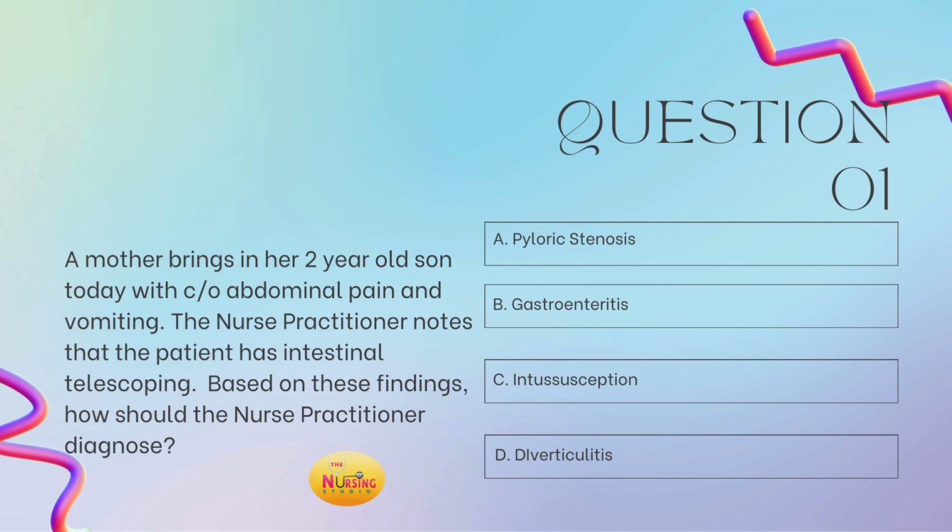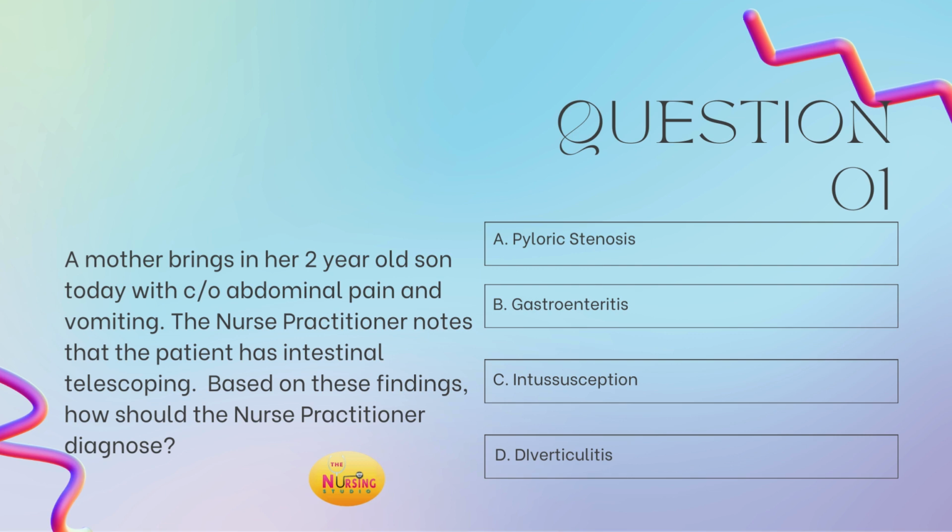So, what are these key indicators of? First off, when you see intestinal telescoping, you should instantly think intussusception, okay? That is a key identifier for it. Now, the mom also is confirming this on your potential differential diagnoses because she states the abdominal pain and vomiting, classic symptoms and presentation. So here, C is your best answer.